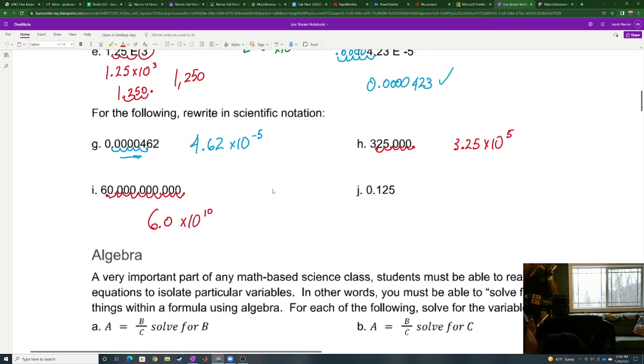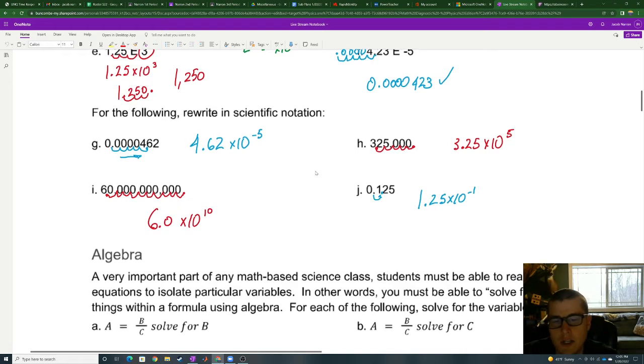Then we get to J. And this one's pretty close, but it's not quite there. I do need to move that decimal. So this one's going to become 1.25 times 10 to the negative 1. Kind of weird, but that's what it is. We only had to move the decimal place 1 position. Okay. All right, next thing we got to focus on.